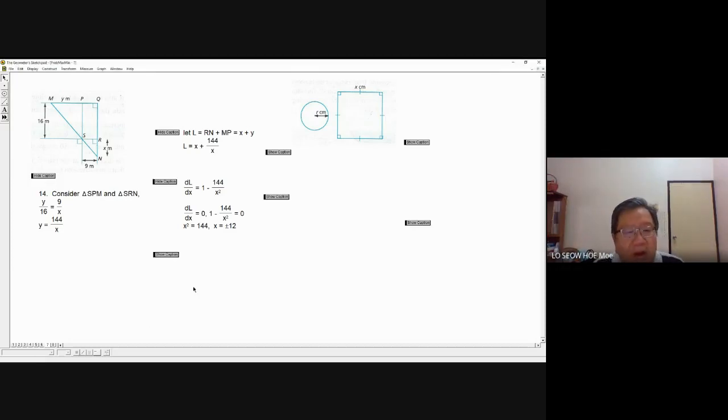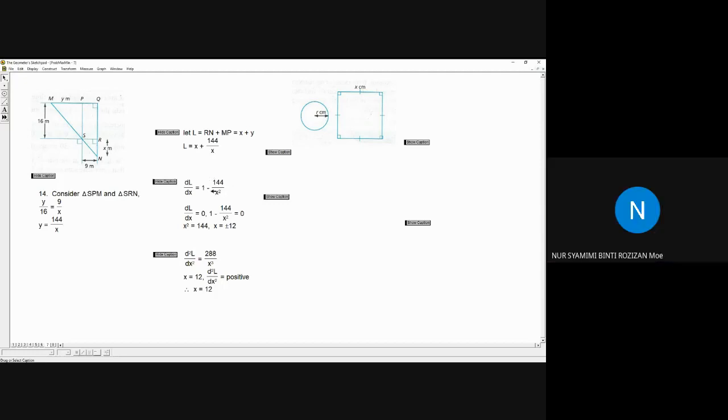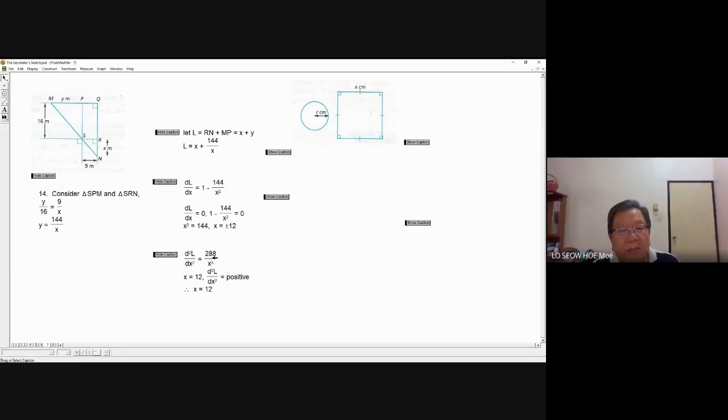We just continue. Okay, so dL/dx equals 0, I found two values for x. To decide whether positive x or negative x, I find d2L over dx squared. I differentiate this one: differentiate 1 becomes 0, differentiate negative 144 over x squared becomes 288 over x cubed. I substitute positive 12 inside, and I have a positive number. So the one that gives rise to minimum value is x equals 12.